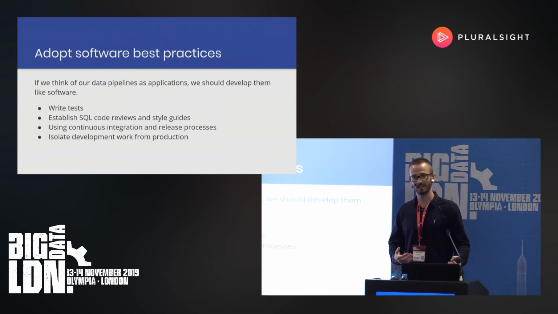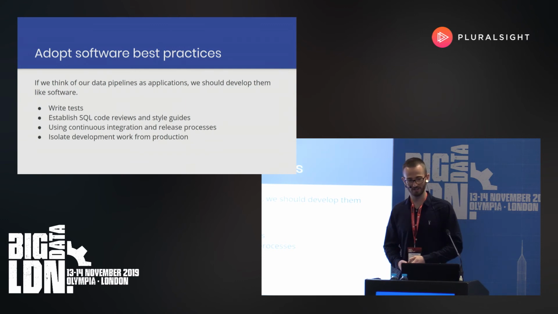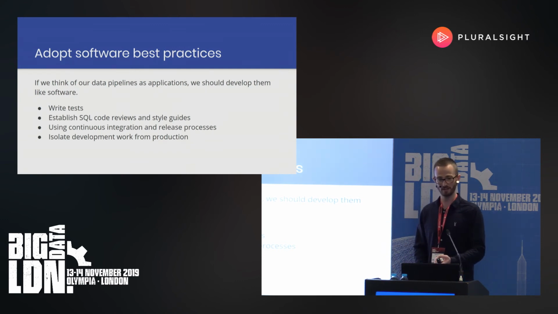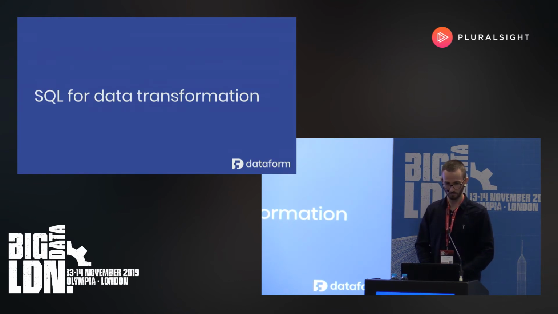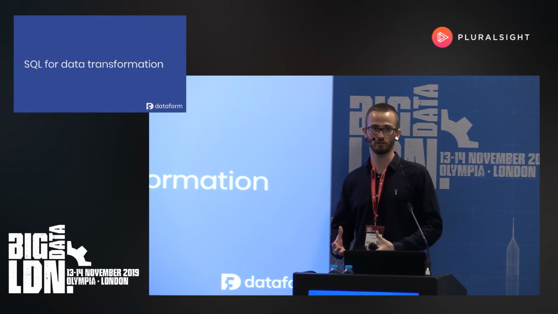Having code reviews and style guides, these are somewhat optional, but are a great practice to follow and build on top of this idea that all of our SQL code is version controlled. Using continuous integration and release processes: we shouldn't be modifying production directly. We should have processes to roll out new versions of our data applications. So these are some of the things that we're trying to achieve. And we'll go now into how we can actually accomplish some of these things and what that tooling looks like. So as I've said, in an ELT model, SQL is our primary tool for transforming our data.